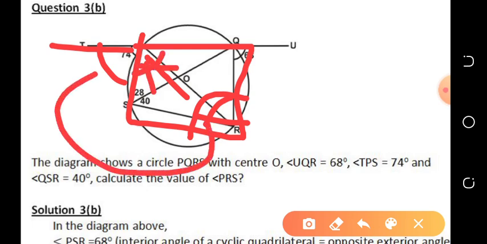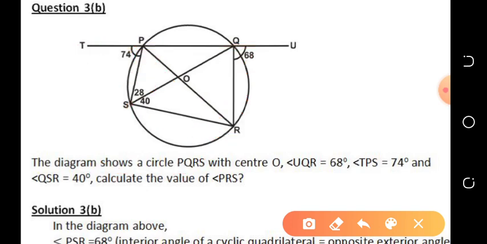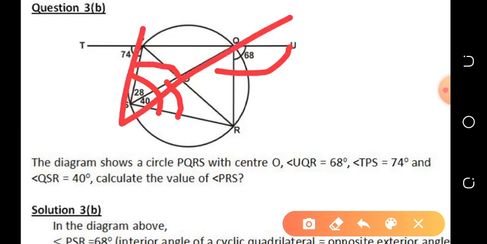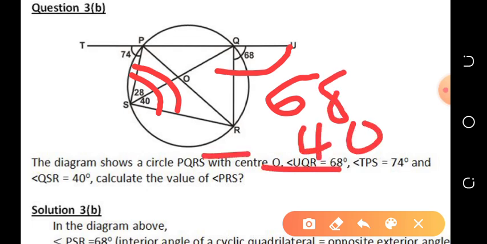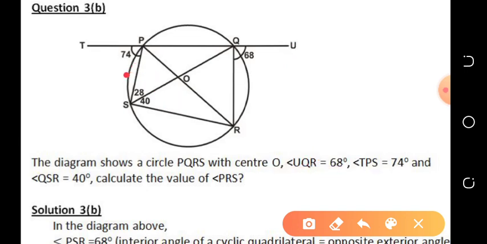So this angle here is the same as this angle, 74. Also take note that if the whole of this angle is 68, which is the same as this, and this angle here, 40, is given, we can find this other angle PSQ. How? You have the whole of this angle as 68 minus 40. What do we have? We have 28 as this other angle here. Take note, this angle here is 28.